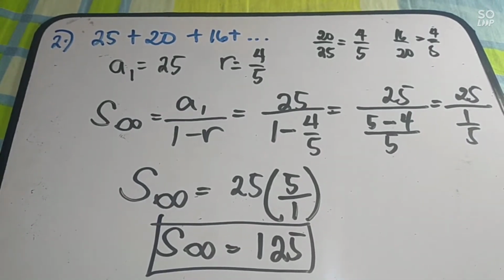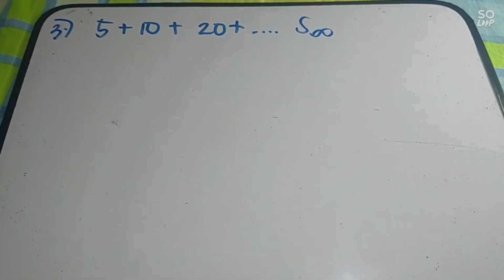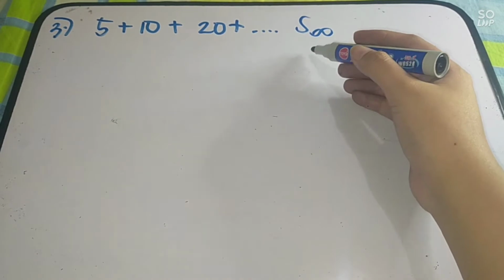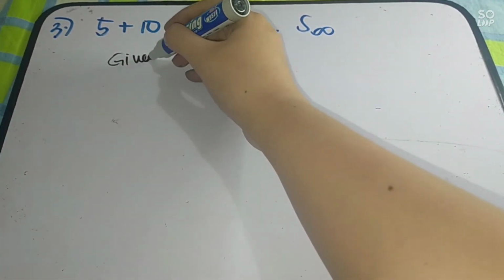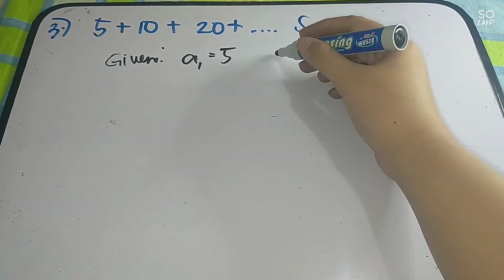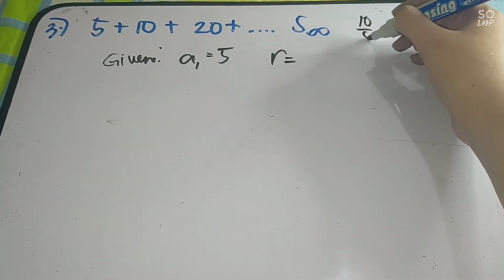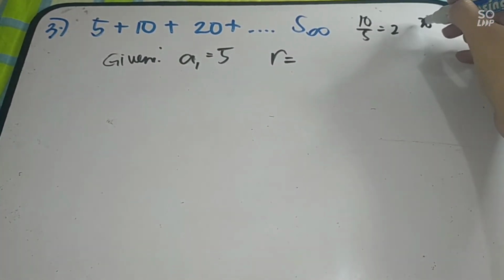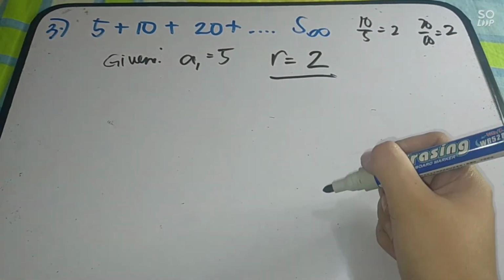Let us have another one. Number 3, we have here 5, 10, 20 plus and so on and so forth. We are going to find the sum of the infinity. So first, let us have the given. Your first term is 5. And then your common ratio: we divide 10 by 5, the answer is 2. Then 20 divided by 10, the answer is 2. As you can see, your common ratio is 2.